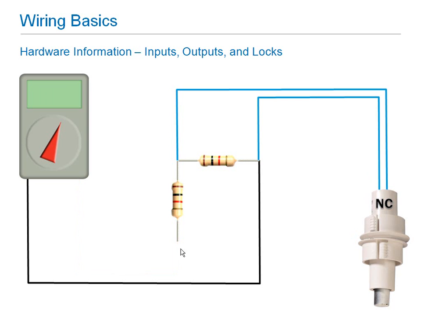In a case where there is an actual problem with the wire, you won't get any reading whatsoever. This is what we know as our trouble or our open state, because there is an opening in the wiring.